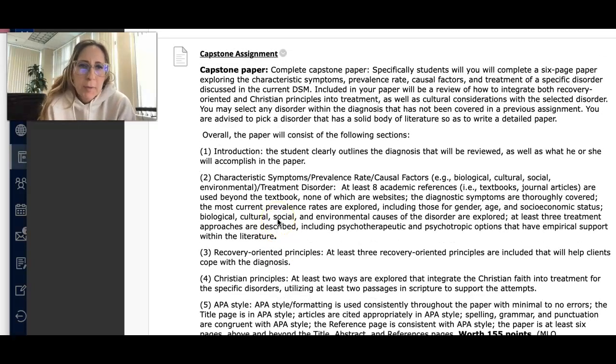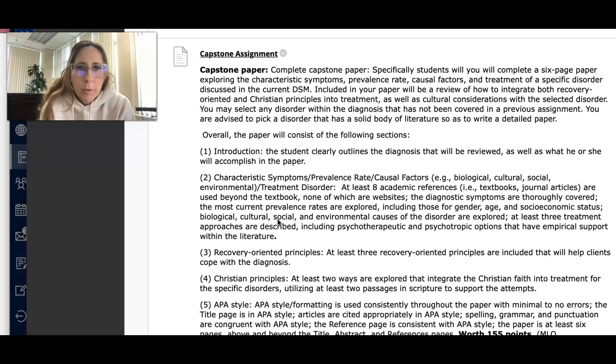So what you're going to be doing is completing a 6-page paper exploring characteristic symptoms, prevalence, causal factors, and treatment of a specific disorder that you're using from your DSM. We've gone over different types of disorders. We've talked about anxiety disorders, depressive disorders, PTSD, and schizophrenia. So there are various types of disorders you can choose from.